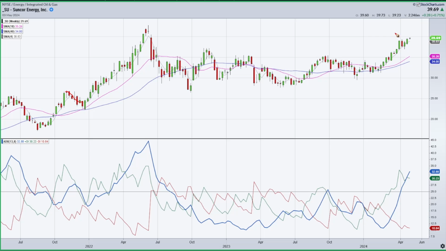On the first pullback, you might have what looks like a start of a contraction phase, but I don't think that's what I would be looking for based on what price is doing. I think we get a pullback and then we go again. That's how I'd be reading this right now.